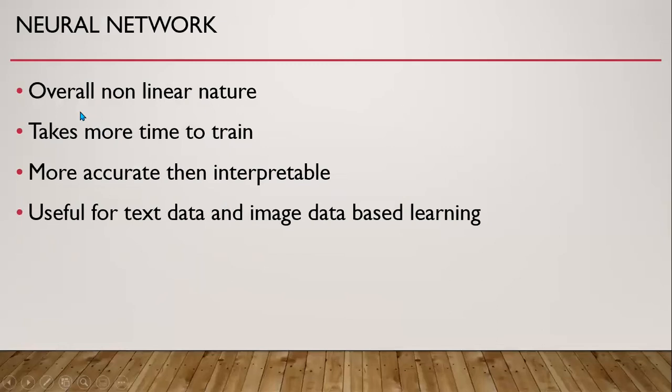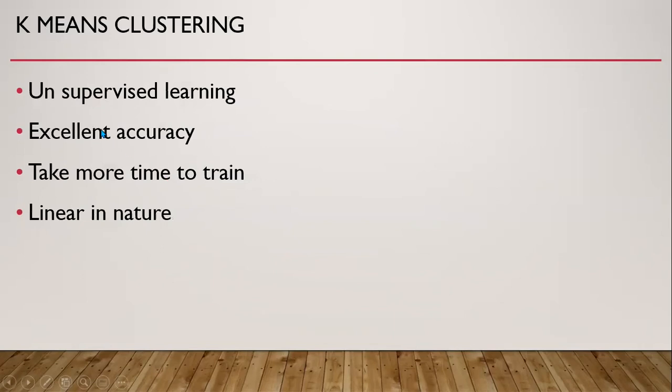Neural networks: their overall nature is non-linear. However, at a particular node in a neural network, there may be some kind of linear function. They take more time to train. They are more accurate than interpretable. They are very useful for learning related to text data and image data. K-means clustering is a type of unsupervised learning. It has excellent accuracy. It takes more time to train, and it has a linear nature.